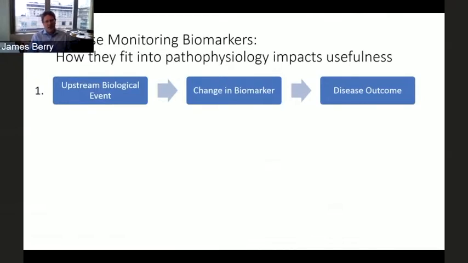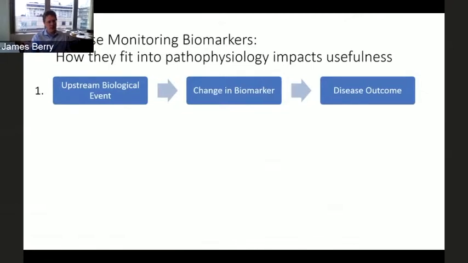The last thing I want to say from a very conceptual framework is that when we're thinking about disease monitoring biomarkers, it's important to think about how they fit into the pathophysiology, because that impacts their usefulness. And not only how useful are they, but in what scenario are they useful. I think our mind tends to go to the canonical scenario where there's an upstream biological event which will eventually lead to the disease.